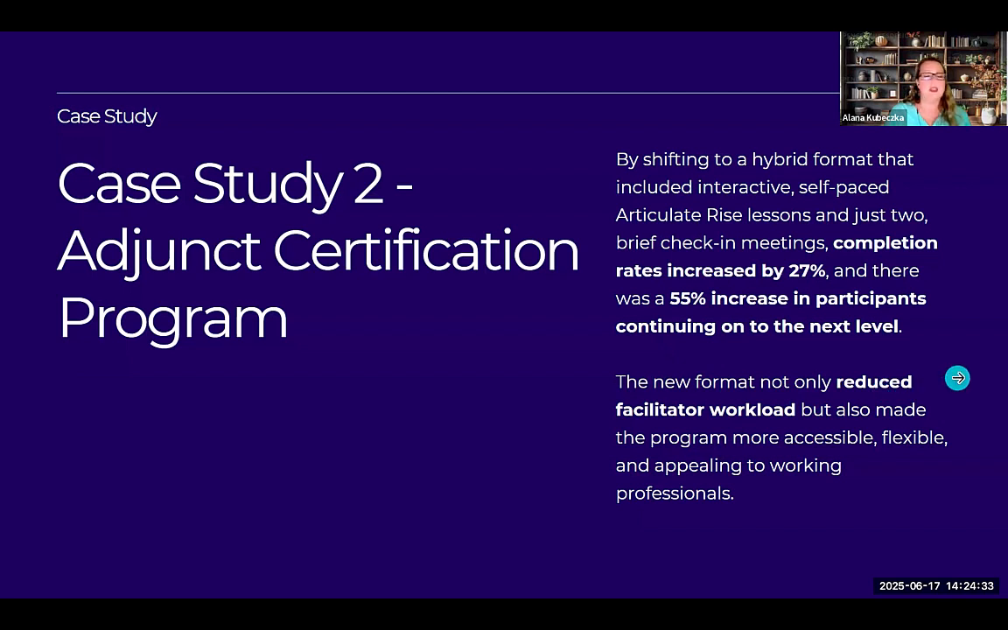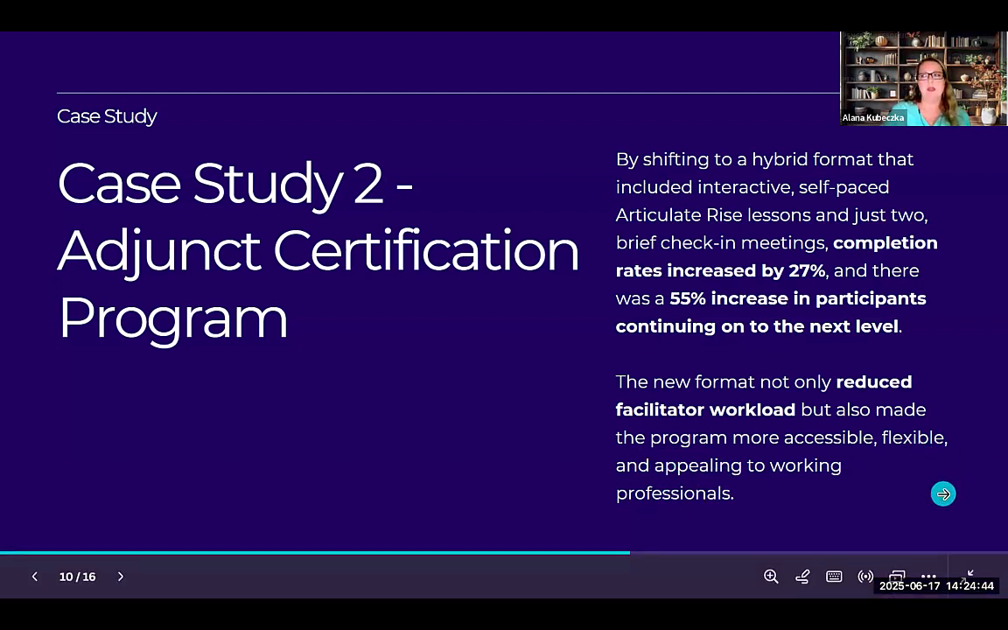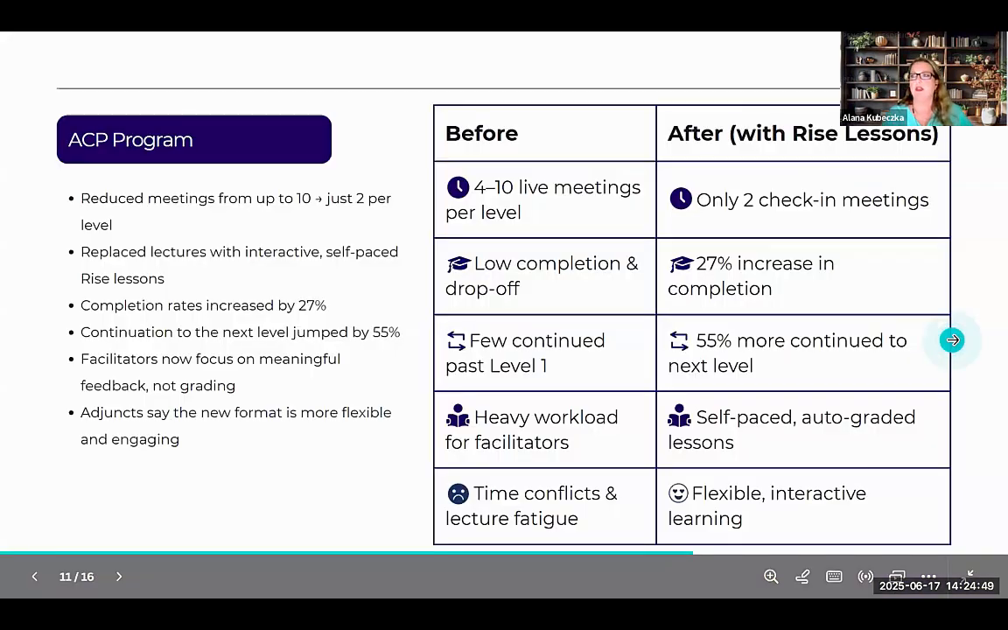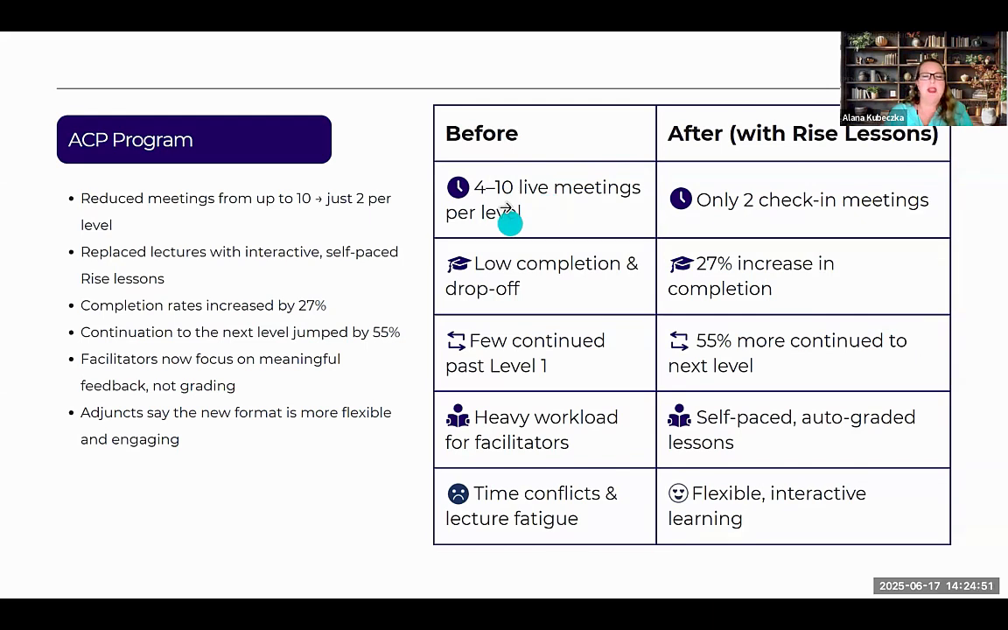So it reduced the facilitator workload because, as we said, those Articulate Rise lessons are self-grading and they auto-grade. But it also made it more accessible and flexible and appealing for all of those adjuncts who are working professionals. So before, there would be like 4 to 10 live meetings at every single level that they went to. And that's a lot of meetings. And the meetings were about 2 hours apiece. And now we have reduced it where they just have 2 check-in meetings.